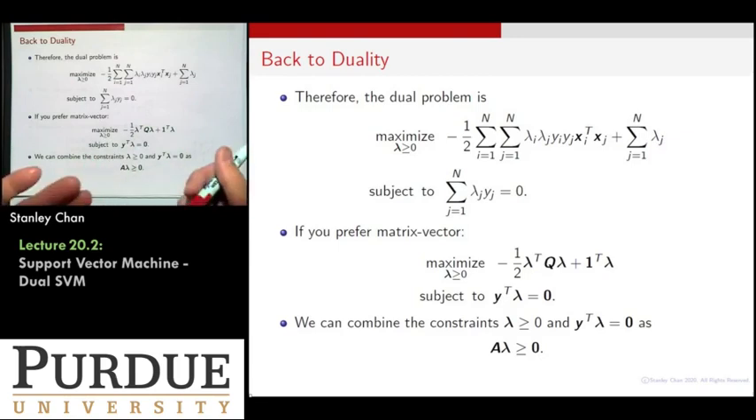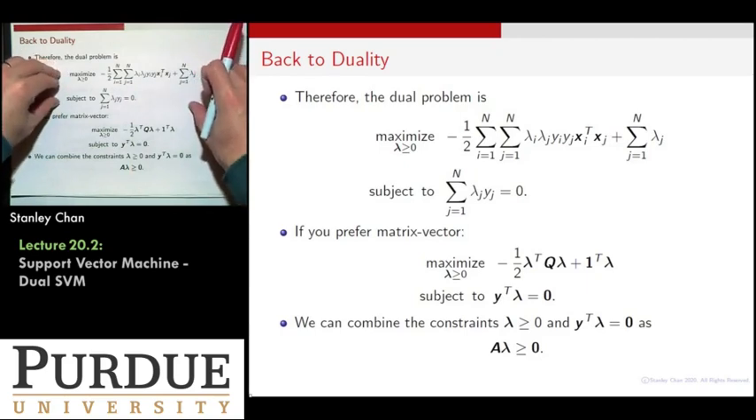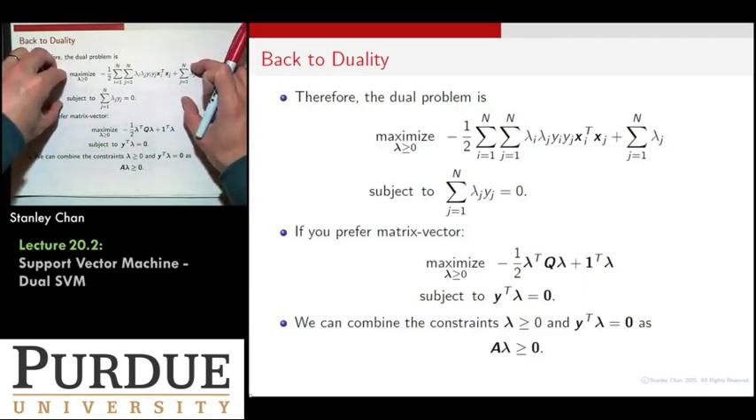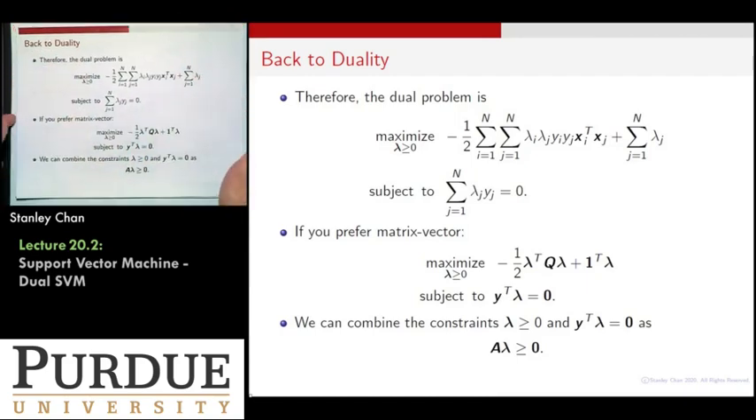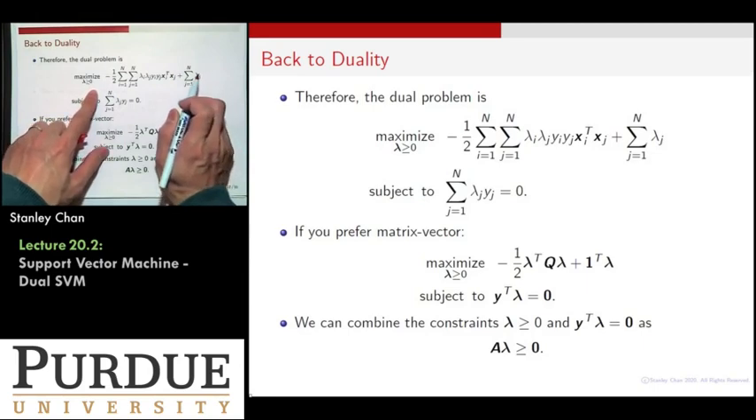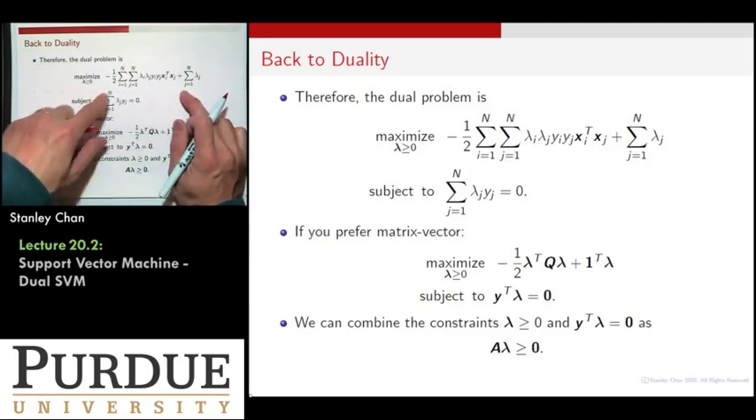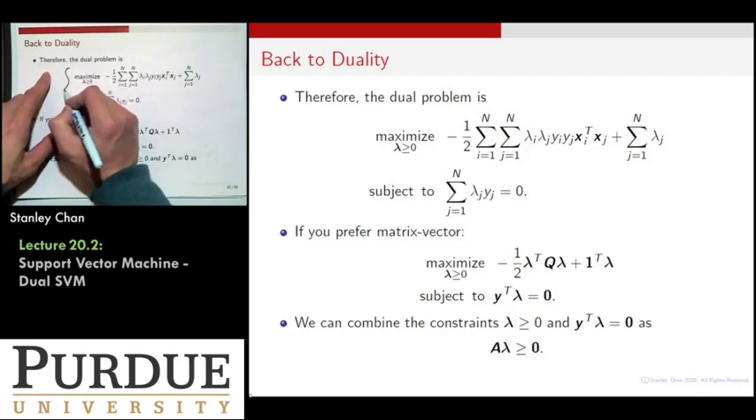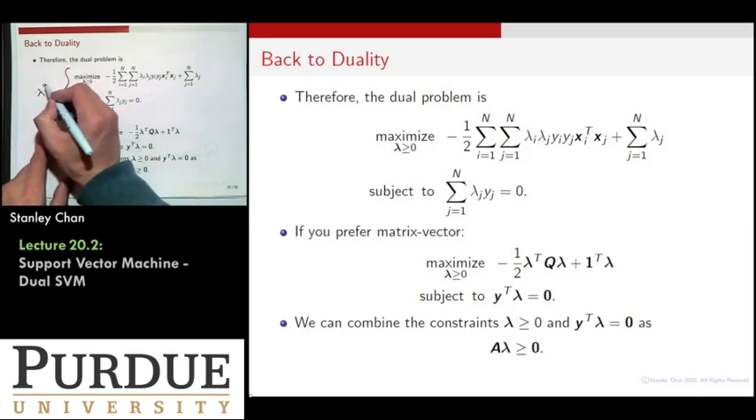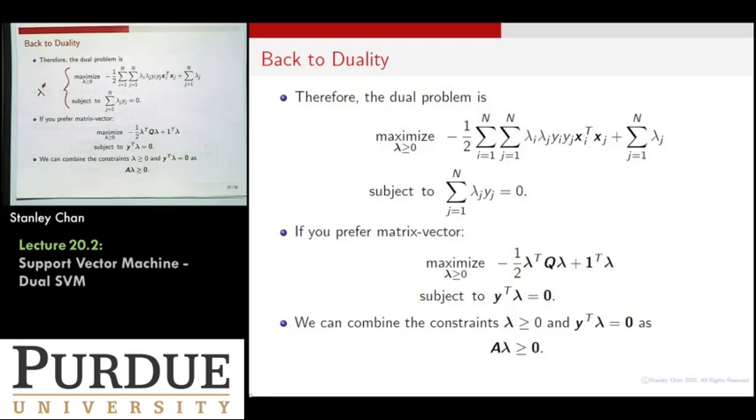So now, if this is going to 0, you have this optimization problem. This optimization problem says that you don't have any W anymore. Everything is written in terms of the lambdas, and this lambda is, of course, the dual variable. If I can solve this dual problem, I will be able to get a good lambda star. Once I get the lambda star, I can plug it back into the primal problem, then I will be able to solve for the support vector machine problem.